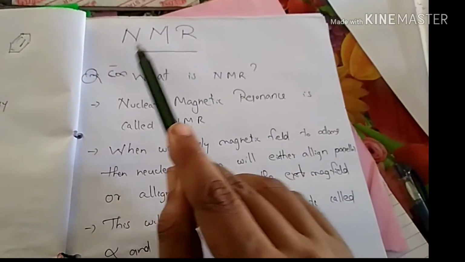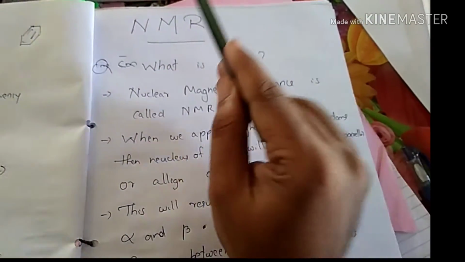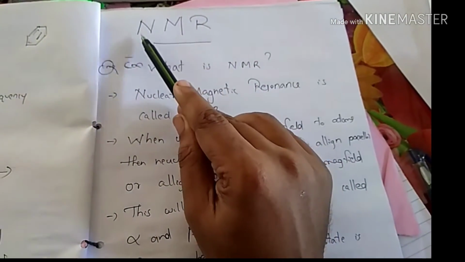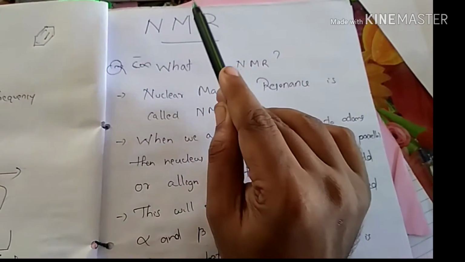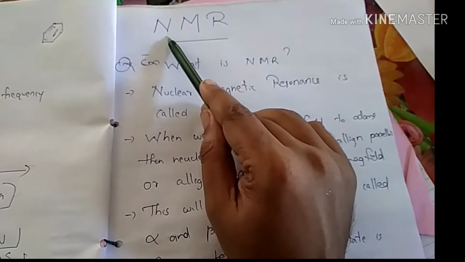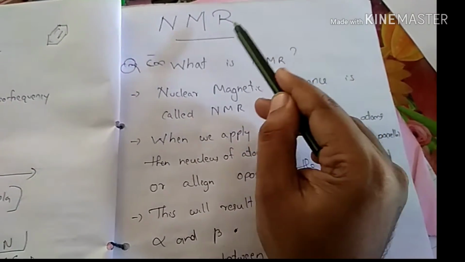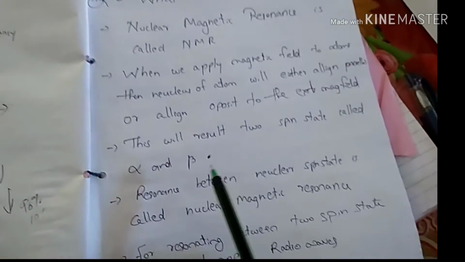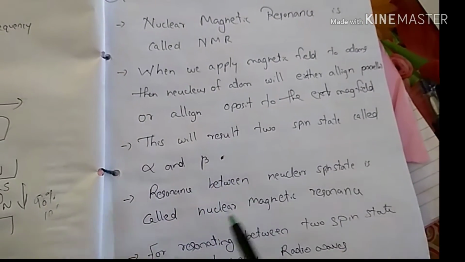So the question is nuclear magnetic resonance. We have to define why it is resonance, why it is magnetic, and why it is nuclear. The first two terms we have already defined. Magnetic is because we are applying an external magnetic field. Nuclear is because we are studying nuclear spin states. Now we are talking about resonance. The point is resonance between nuclear spin states is called nuclear magnetic resonance.